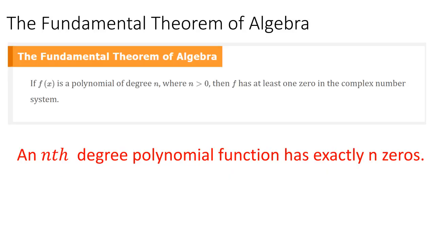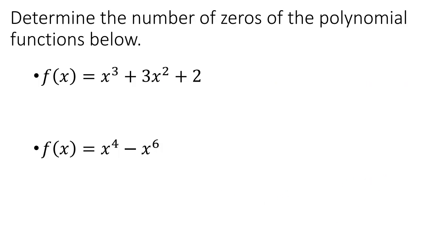One of the things that we want to look at is for any polynomial, this theorem tells us that if you have a polynomial of degree 5, for example, then you're going to have 5 zeros. And some of those zeros are going to be imaginary zeros and some will be real zeros.